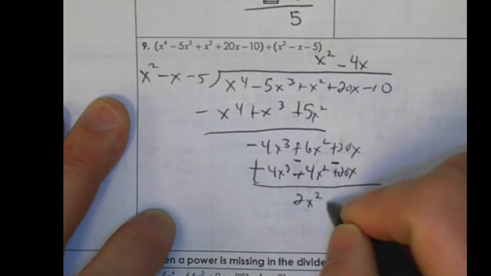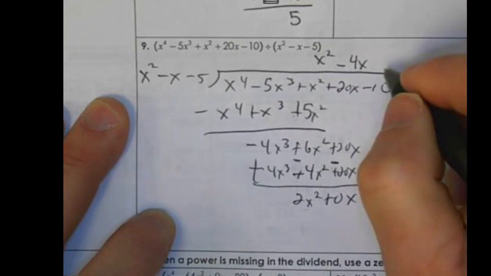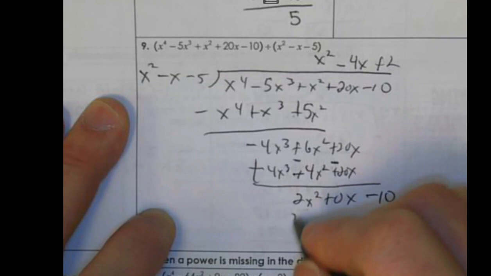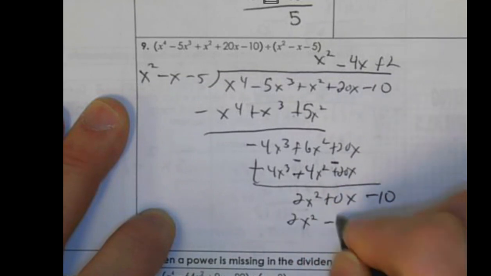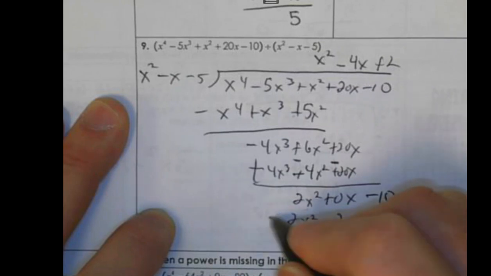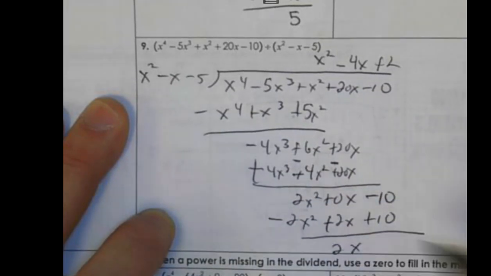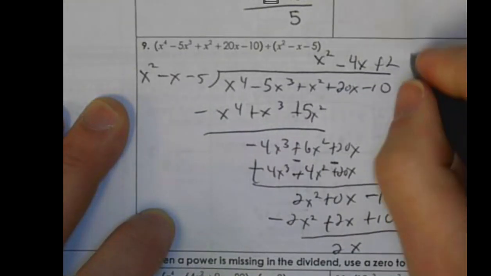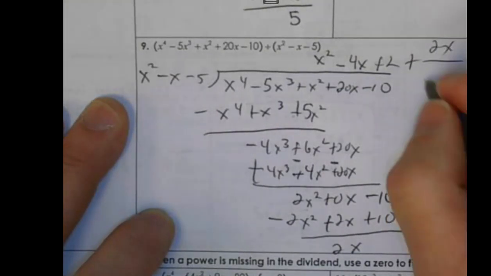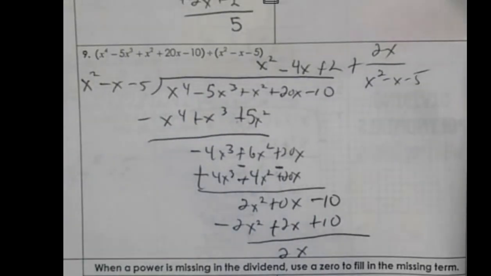I'm going to add the place value of 0x, and you'll see why in a minute, minus 10. And then I'm going to go plus 2 here. So this gives me 2x squared minus 2x minus 10. I'm going to change the sign. So that's a minus, that's a plus, that's a plus. This gives me 2x. I'm just going to write plus 2x over the divisor. That's how that works. Makes sense?